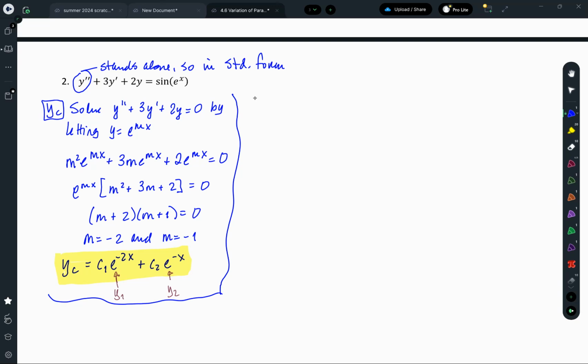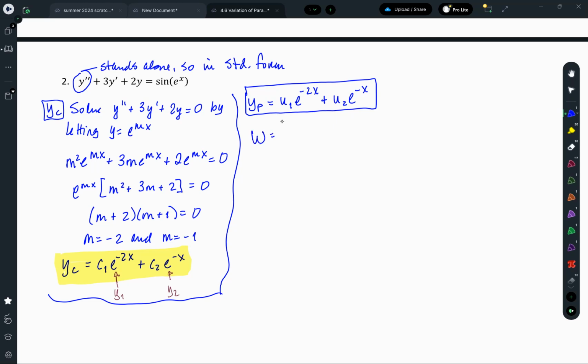do. All right. Now we want to find y sub p, which is u1 y1, and y1 is e to the minus 2x, plus u2 y2, which is e to the minus x. First, we need to find our determinants.